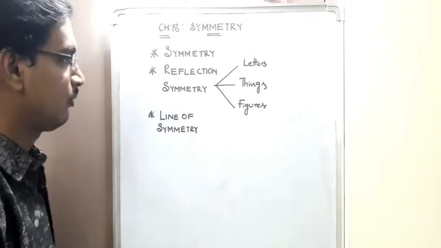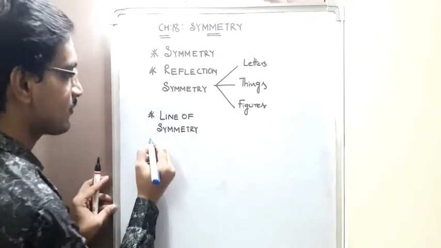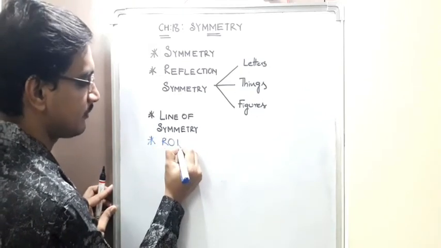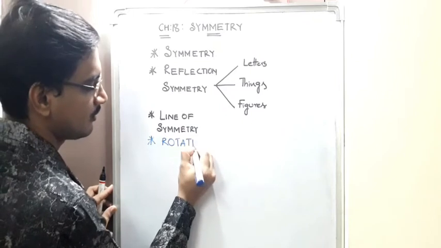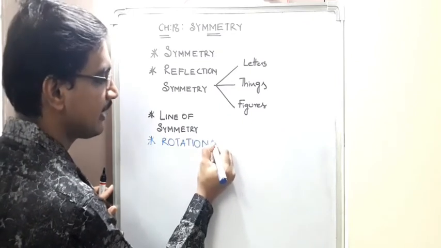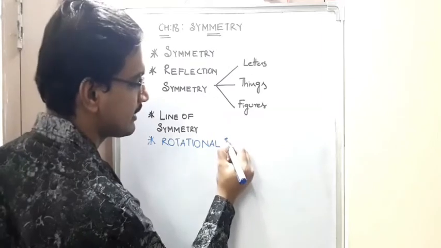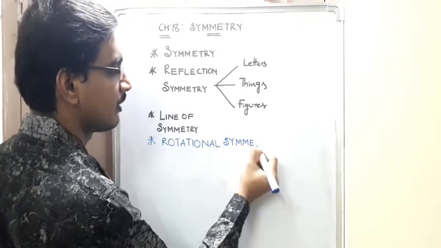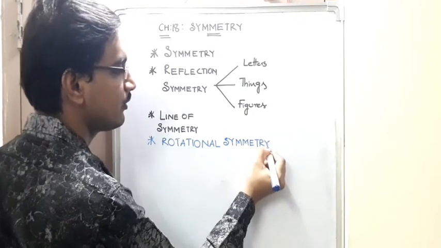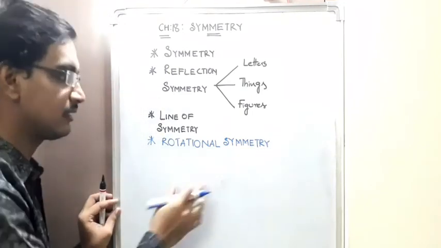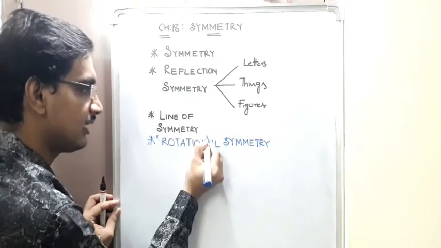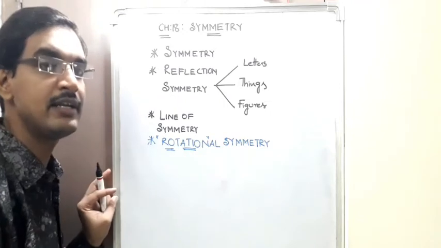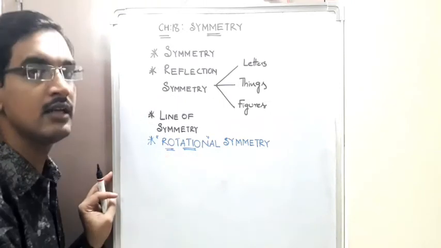Now we are going to learn another type of symmetry, which is rotational symmetry. So in today's class, I will give you examples on how to find rotational symmetry and what exactly rotational symmetry is. I hope by this time you might have some idea what the concept is. See the word rotation here. So we are going to test symmetry of the objects by rotating the objects.